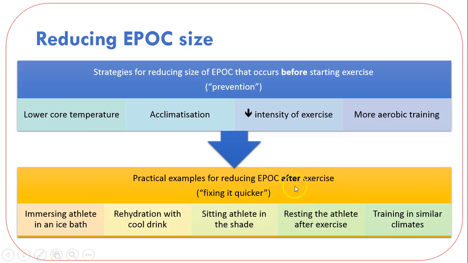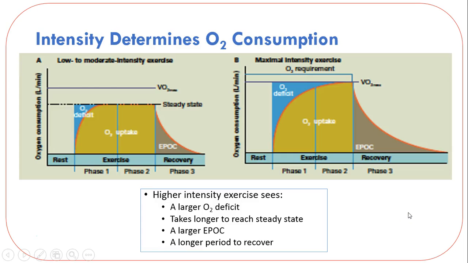Post-exercise, if we want to decrease our EPOC and recover quicker, things like an ice bath can help with that, so that we're lowering our body temperature, rehydration, sitting in the shade, having rest after exercise, or ensuring that we're familiar, so that acclimatization ensures that we're actually used to that environment, so we're not also recovering from that additional factor.